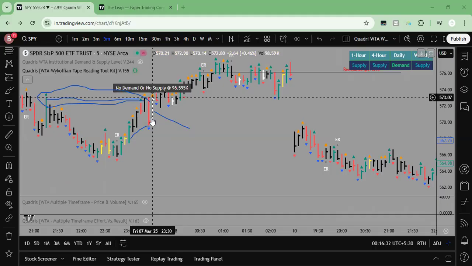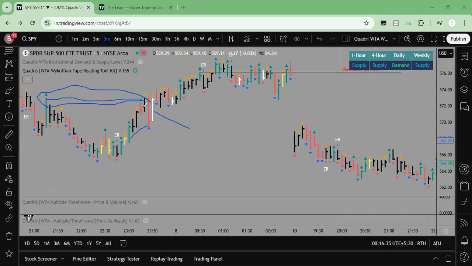So that means in this particular case, the supply was towards the downward side. So in this particular case, because no supply and no demand are contextual, you have to go with the context. So this is a no supply kind of bar.